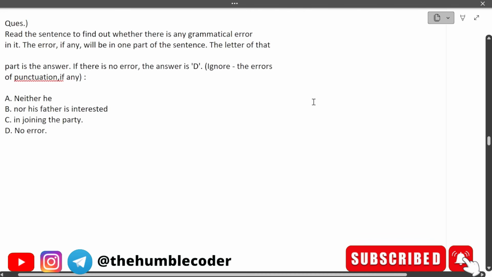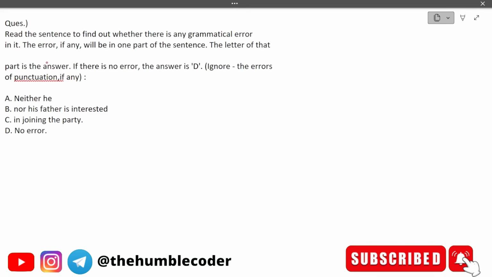So we have a similar kind of question. Read the sentence to find out whether there is any grammatical error in it. The error, if any, will be in one part of the sentence. The letter of the part is the answer. If there is no error, the answer is D. Again, one sentence is broken into four parts, and we have to read all the options to find out if there is any error. Let's read out: Neither he nor his father is interested in joining the party.